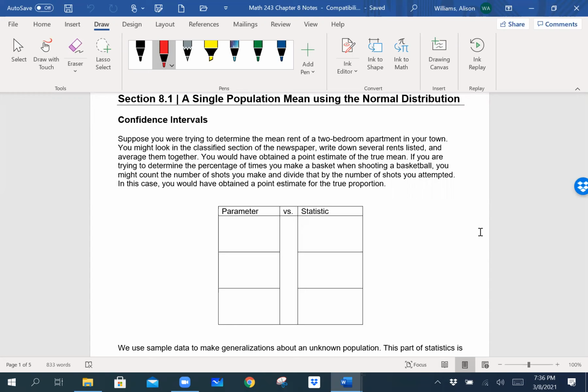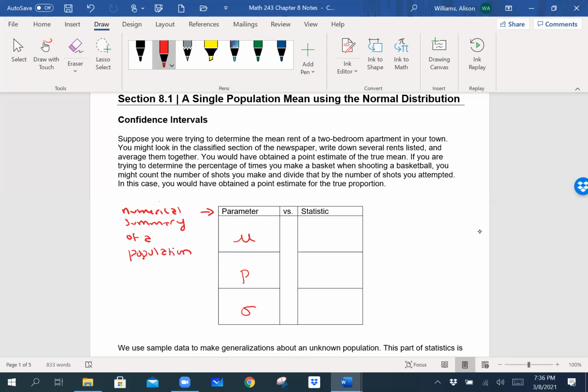So, what we do with a confidence interval is we have these ideas of estimating parameters. So, you might recall all the way back in chapter one, a parameter is a numerical summary of a population. And there are three types of parameters we are interested in possibly summarizing: the mean, a proportion, like the percentage of shots you make when you shoot a basketball, and the standard deviation.